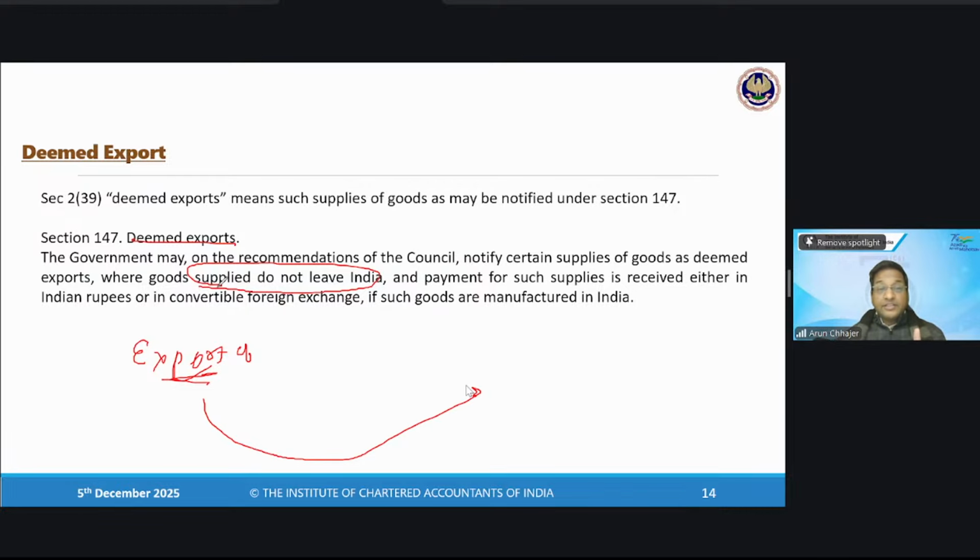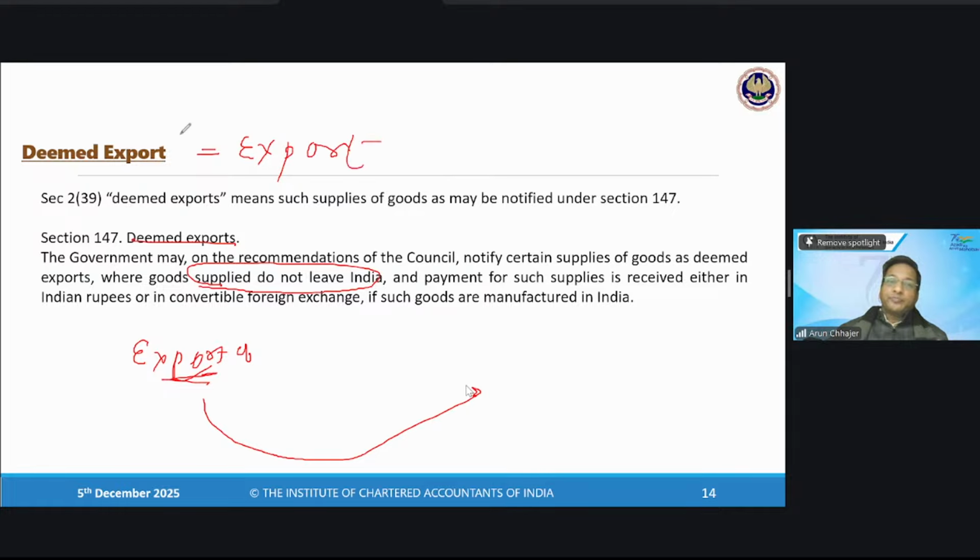For the export, deemed export does not leave India. But what is the export? Export means goods leaving India to out of India. Don't you think that these both are contradictory to each other? One is saying export will be treated only when goods leave India, and deemed export is when the goods do not leave India. It means deemed export is export?